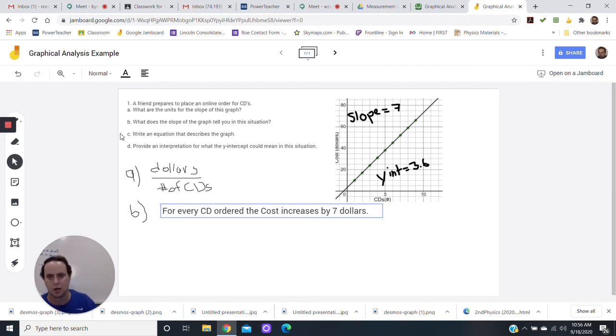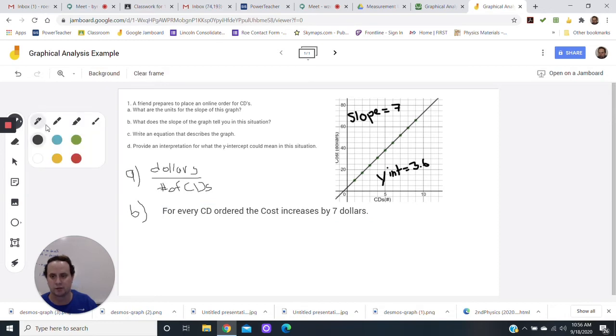You'll see that again. Write an equation that models the graph. So this is where I just put everything together. This should be pretty simple for you guys to do. Why did I just do that backwards? That's weird. Let's erase that. And I wanted C. There we go.